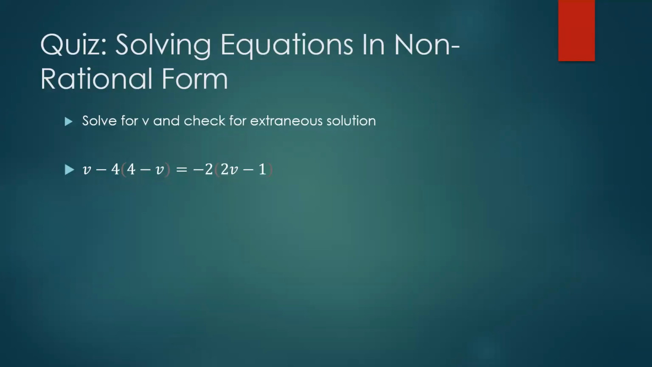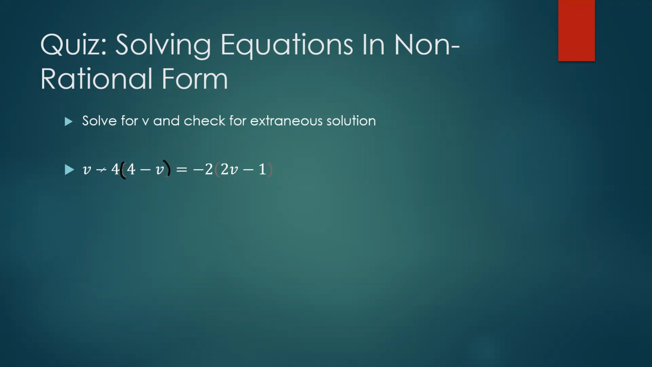Hello, in this video, I will go over the quiz solving equations in non-rational form. The directions say for this quiz, solve for v and check for extraneous solutions. So we have 4 minus parentheses. I don't know if you can see the parentheses, but I will. Can you see that?